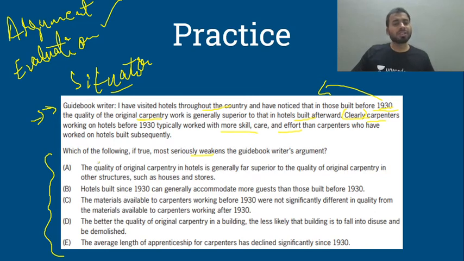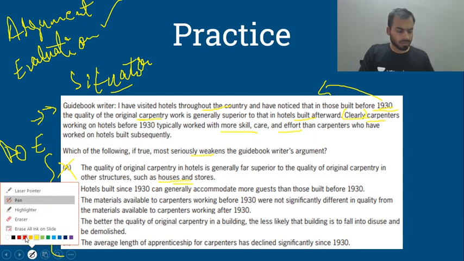Now, even if you did not identify the assumption, let's follow the process of elimination, right? And I'll explain it to you. The quality of original carpentry in hotels is generally far superior to the quality of original carpentry in other structures such as houses and stores. Are we concerned about houses and stores? No, we're not concerned about houses and stores, so I eliminate A.